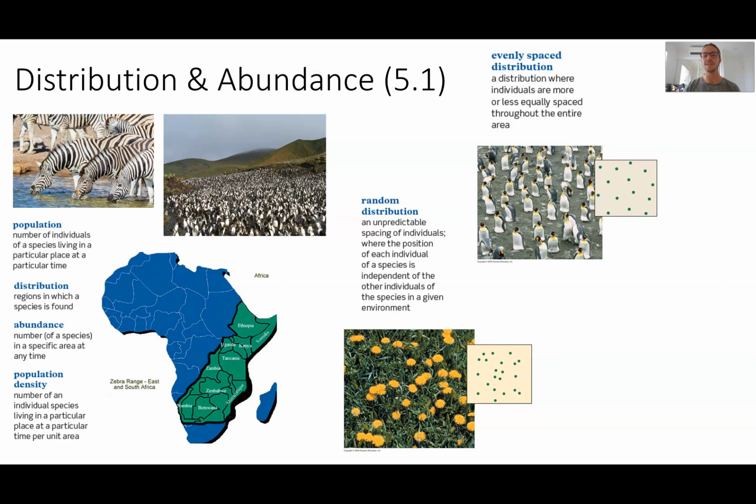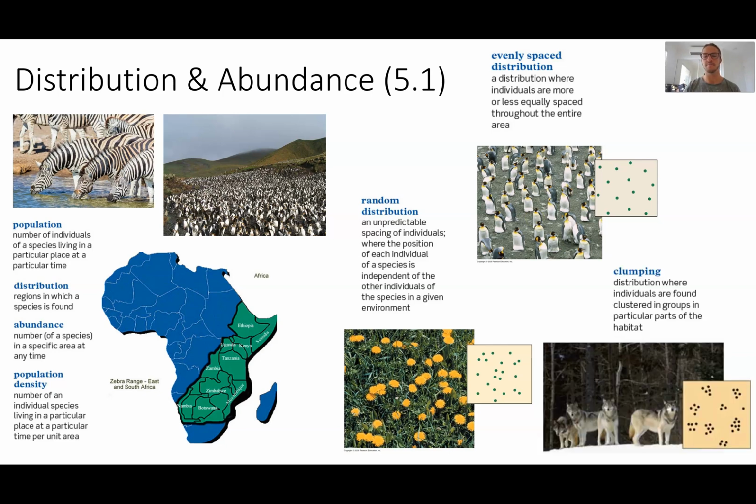But more commonly seen in nature is clumping. And this is where individuals form clusters and groups. And this provides protection as well as benefits the species when hunting for feeding.